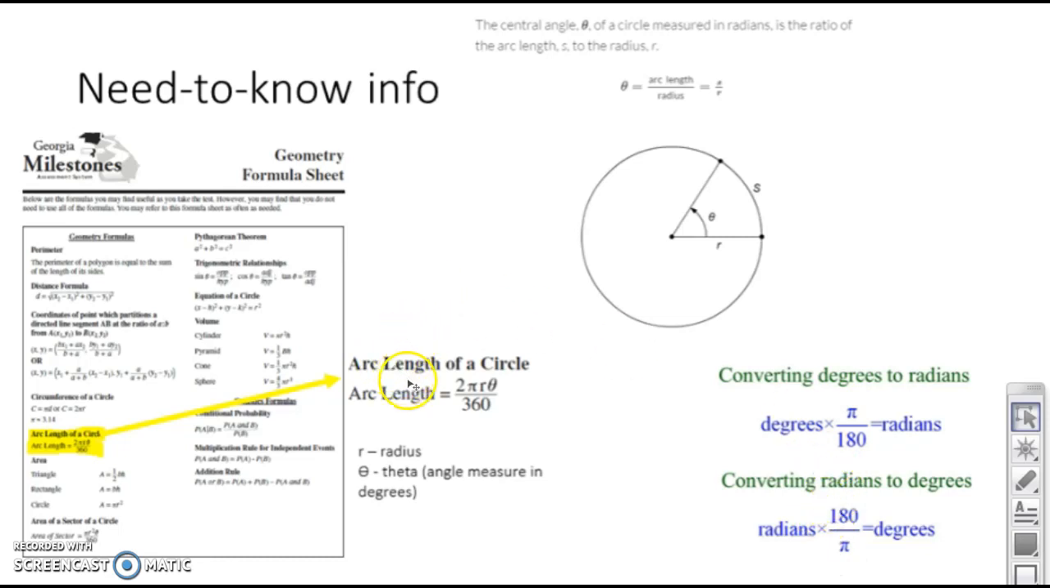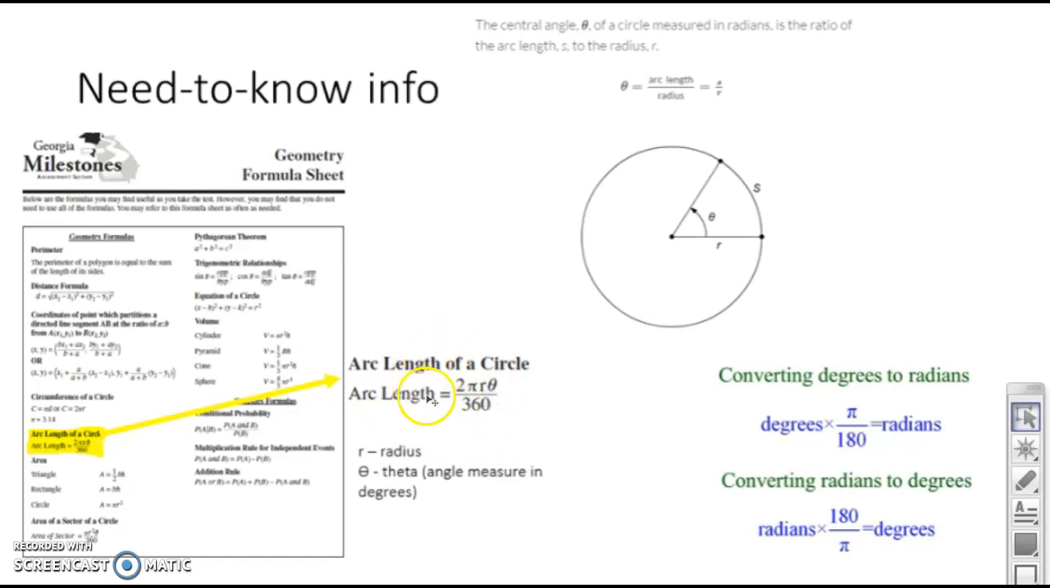And then lastly, the arc length of a circle, that formula is on your formula sheet. The only problem is, in order to use the formula from the formula sheet, you always have to convert your theta or your angle to degrees. Theta is usually what we represent as the central angle. And you cannot use radians in this formula.